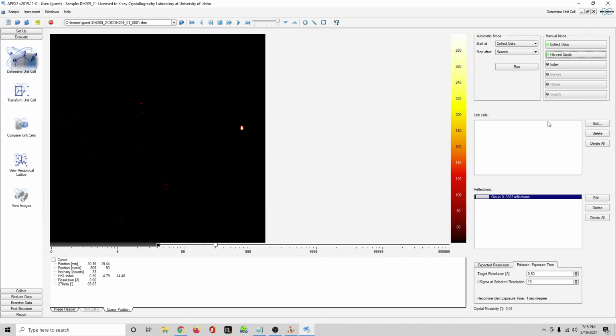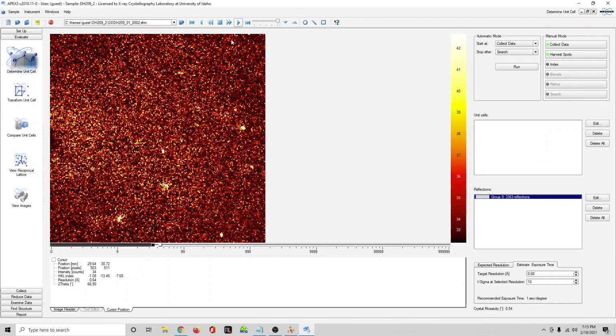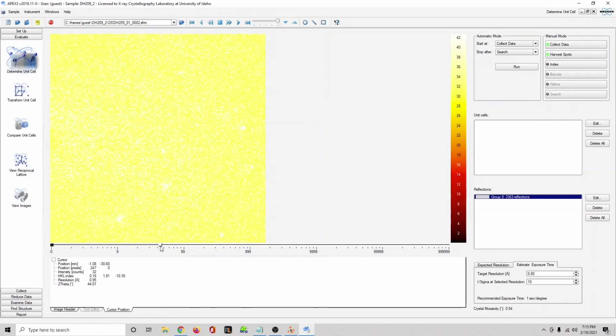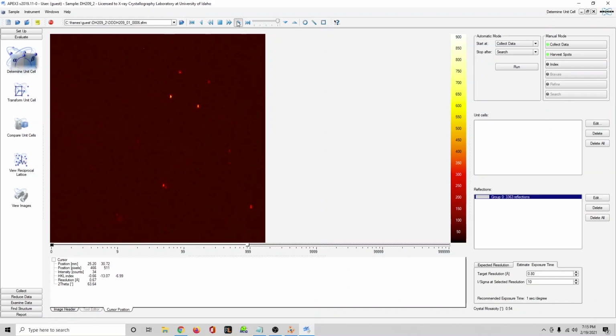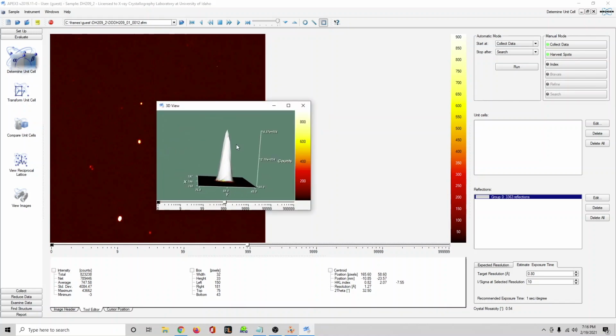Alright, now that I've harvested a ton of reflections, again, way more than necessary, there's over 3,000 in the gray group, I'm going to look at the frames actually really quick on a scale of 1 to 1,000 counts. And you'll notice that the spots, our reflections, are quite intense, which is okay. If we look at the most intense one, I'm just going to check to see if it's overexposed. And it's not. So even though it's very intense, the top of the peak is not actually flat.